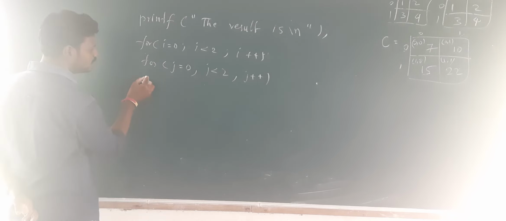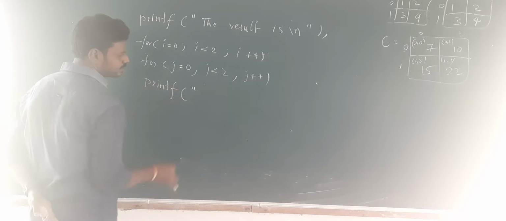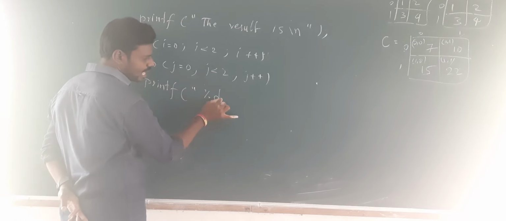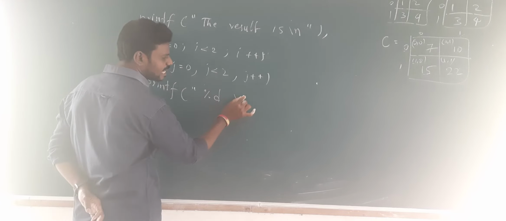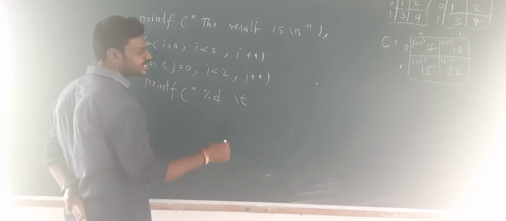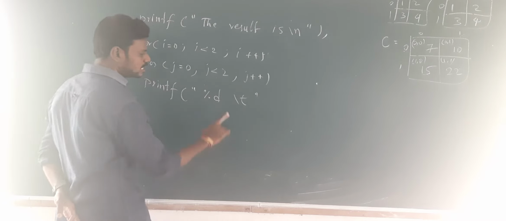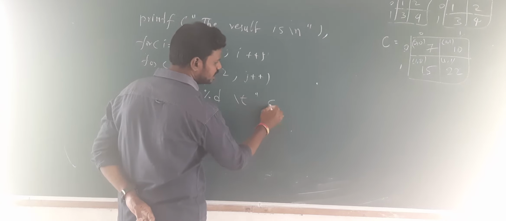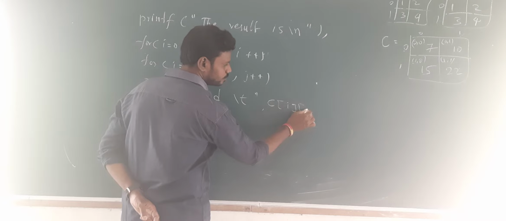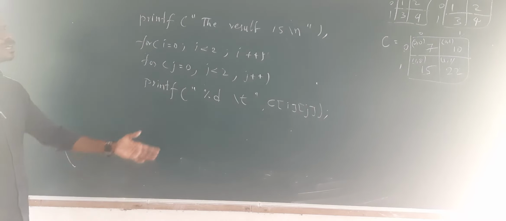Now I will write the things. See here, printf percentile d and take a tab space. After printing this, you need to take a tab space. Tab space means we will be giving some space. And after that, what should it print? It should print C of i and j. See, if you are doing this, then it will be printed in a single line. But we want to print that in the form of a matrix. How will it be printed?